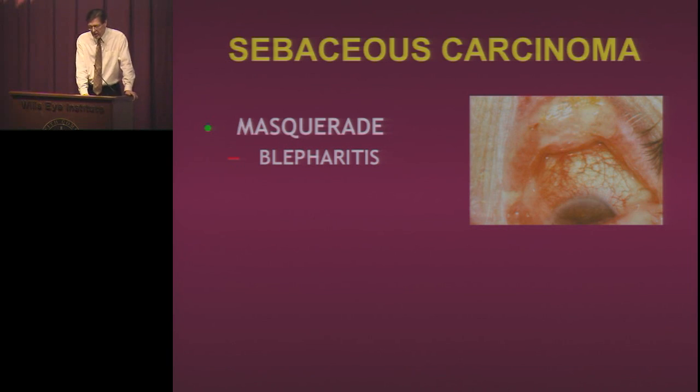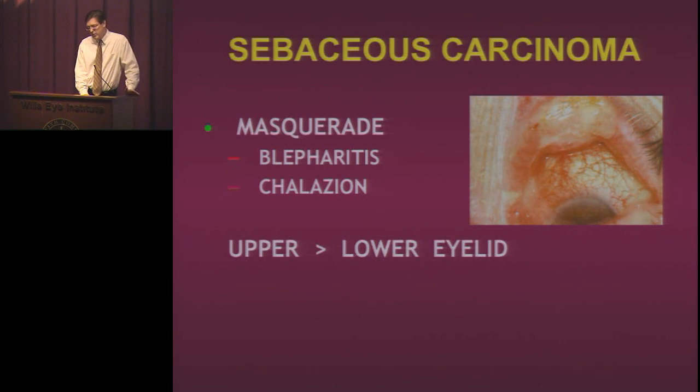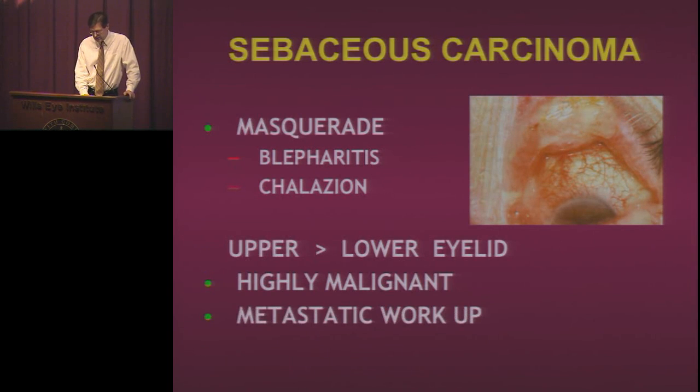Sebaceous cell carcinoma often is very long to diagnose correctly. People may have blepharitis. They may have chronic chalazion, which keep on coming back. And it's seen more commonly in the upper lid than the lower lid. And it is highly malignant, has local spread, and also has metastatic spread.